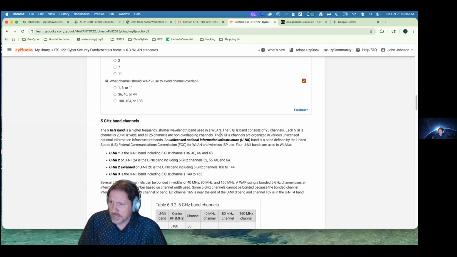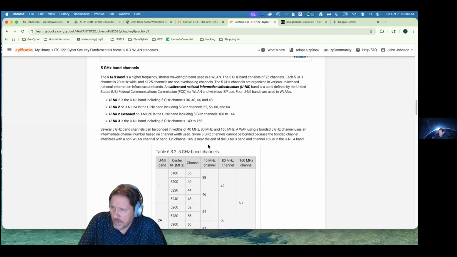It's good to know that on the first ones, we're talking about there being 4 apart. You can also bond these together to make 40 megahertz, because they're 20, but you can double it to 40, then quadruple it to 80, and then double that to 160. If you want to bond 2 of them together, you're going to take the in-between number, and we've got some examples in here.